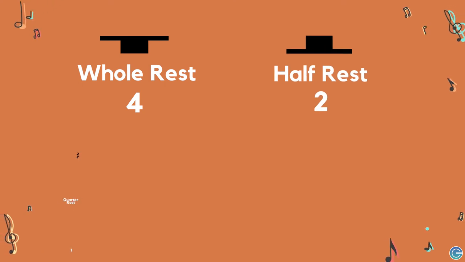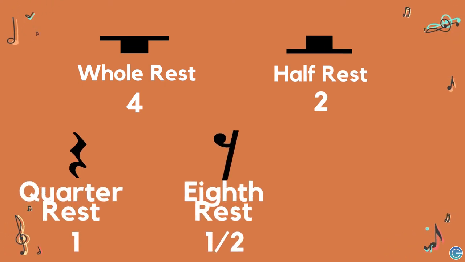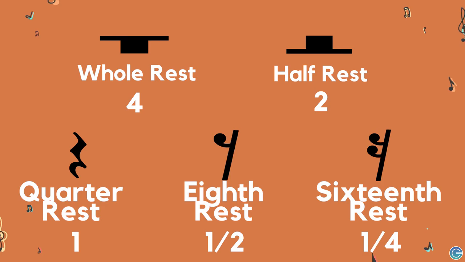Below are the kinds of rests and the number of beats that indicate how long the rest has to pause after a series of sounds. This is the whole rest, half rest, quarter rest, eighth rest, and the 16th rest.